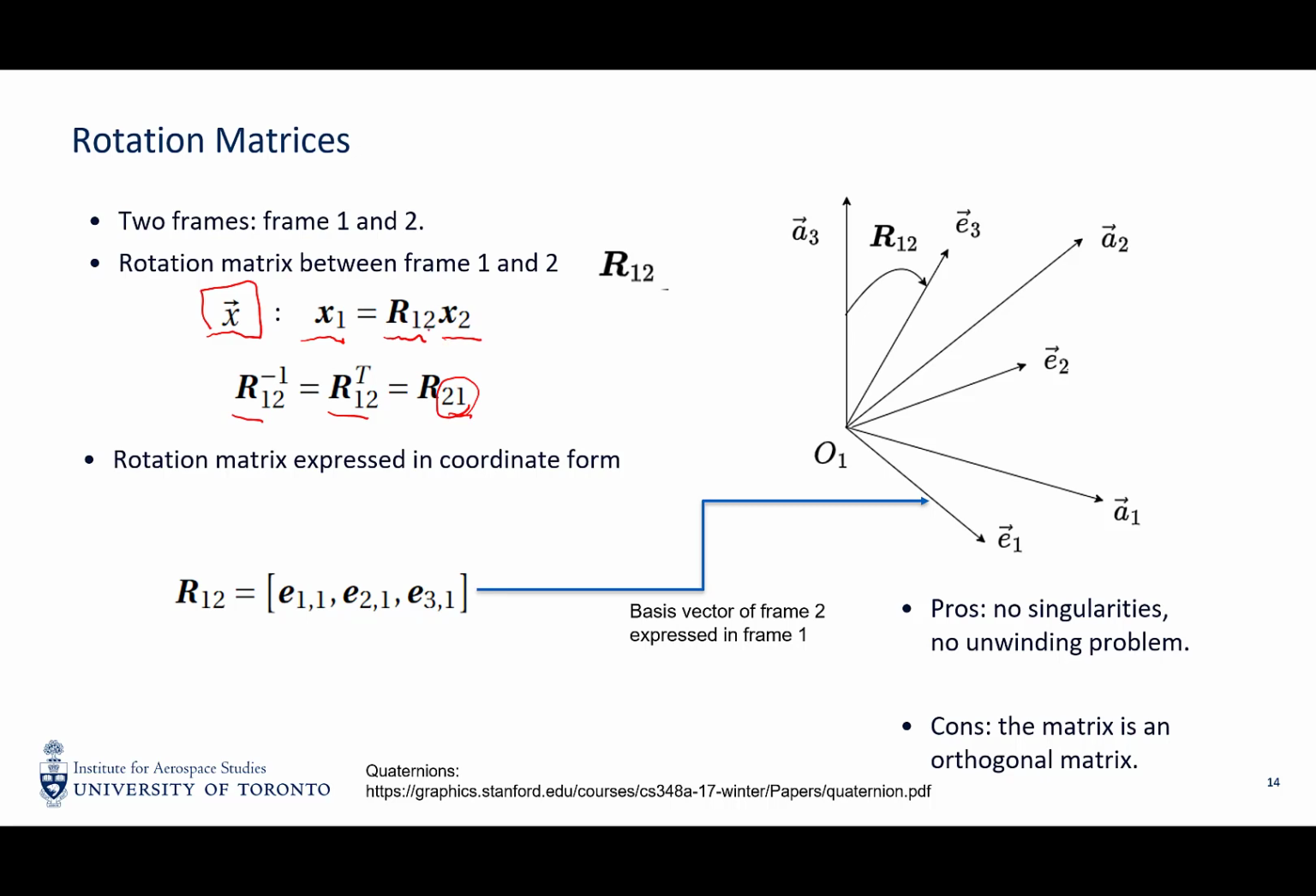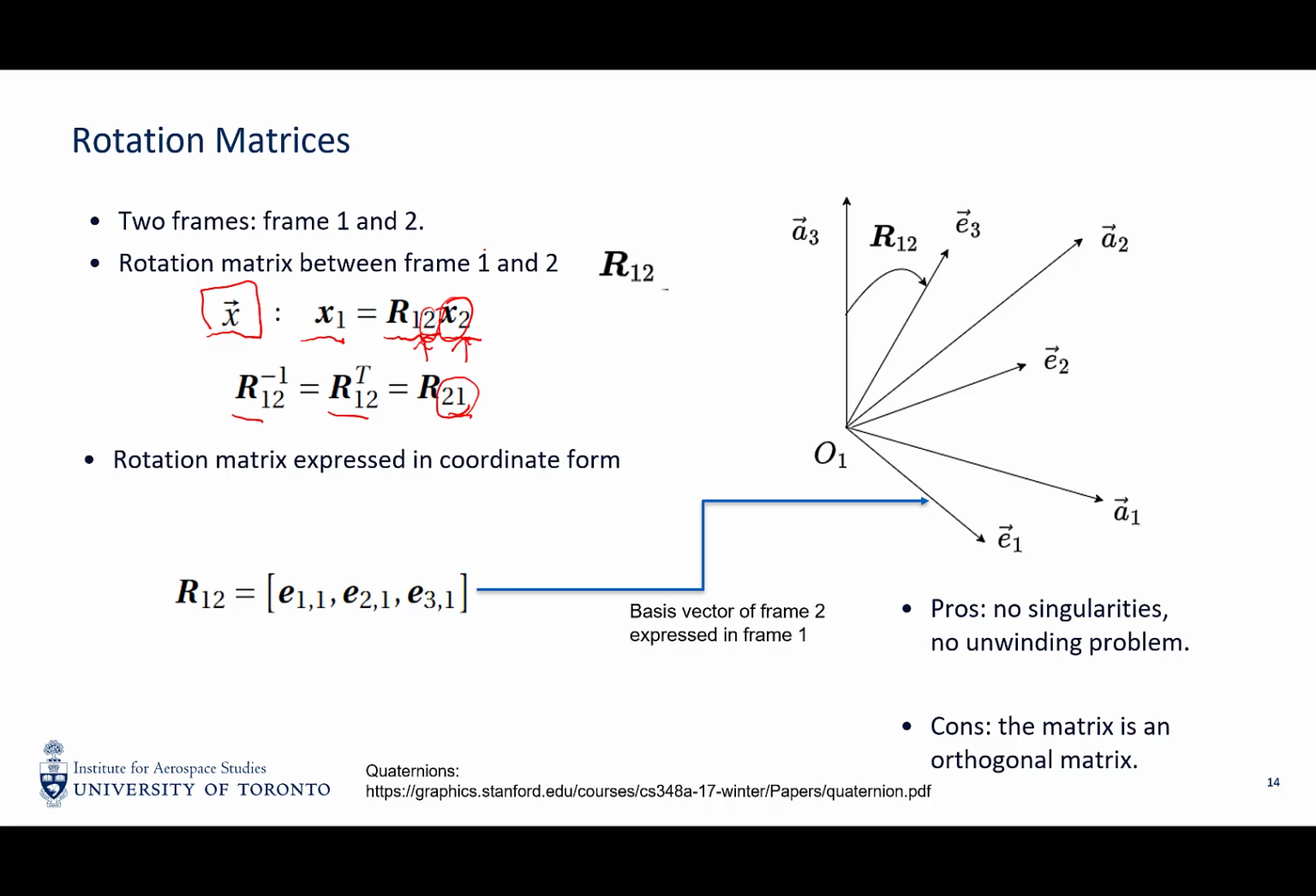For example, you will see here we have R12 and we have x2. This means the index of the vector should be the same as the second index of the rotation matrix. So we have this neighboring-index rule.